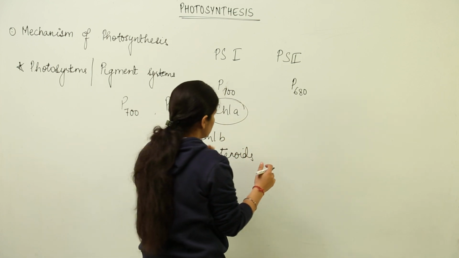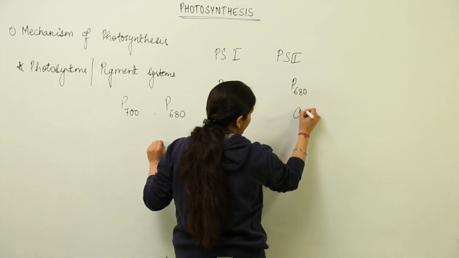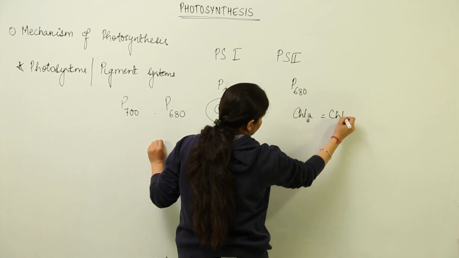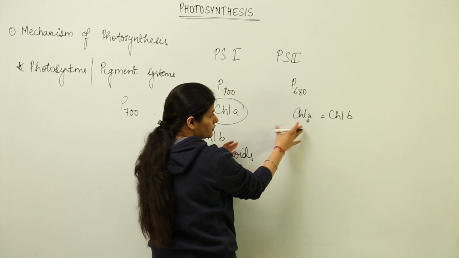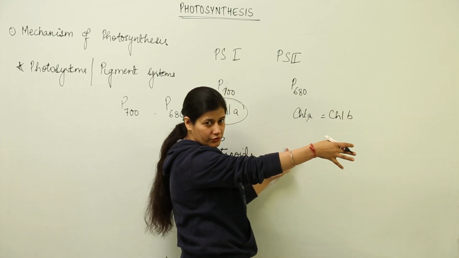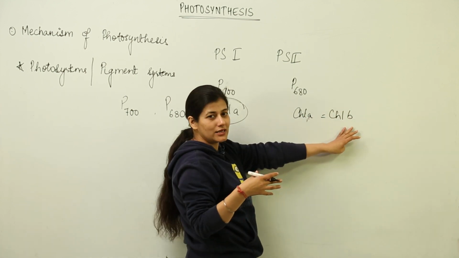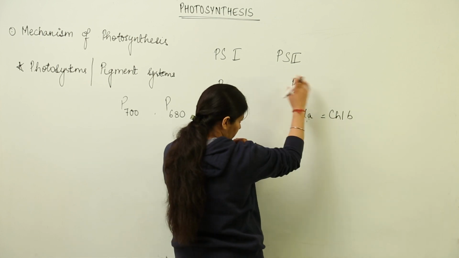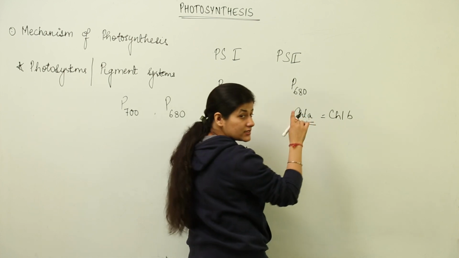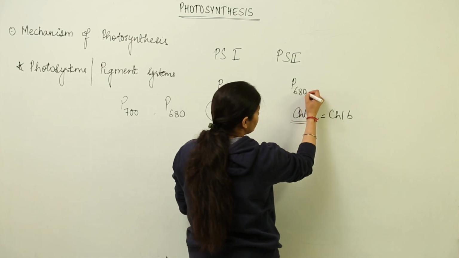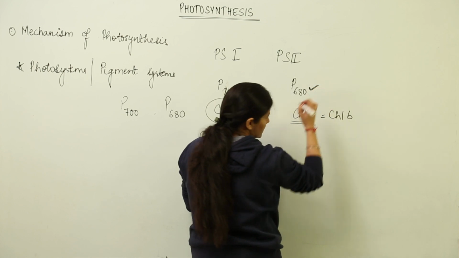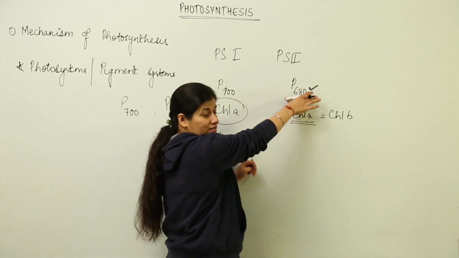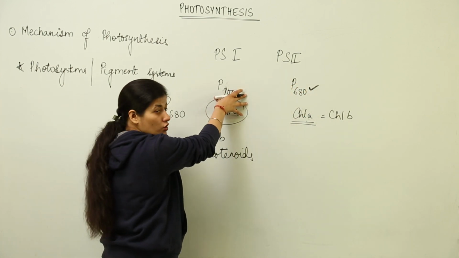Talking about the photosystem 2, here the chlorophyll A and chlorophyll B are equivalent in number. Okay, as much as chlorophyll A is present, that much chlorophyll B would be present. Chlorophyll B is not the reaction center, it would be the accessory pigment, and the chlorophyll A that would be present would be a special type of chlorophyll A that responds to the 680 nanometer wavelength of sunlight. So this chlorophyll A corresponds to 680, this chlorophyll A corresponds to 700.